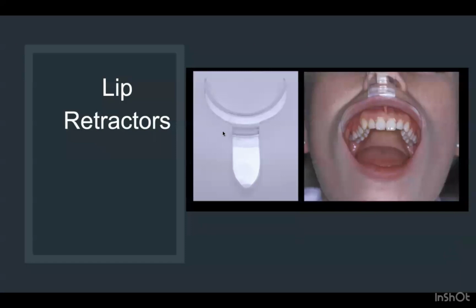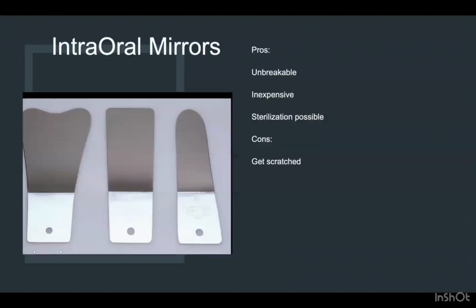Then you have lip retractors. The lip retractors, you use when you take the orthodontic occlusal photographs. So there are two ways of doing an occlusal photograph. You can use the lip retractor, or you can use the two cheek retractors in an upward or downward motion, okay?